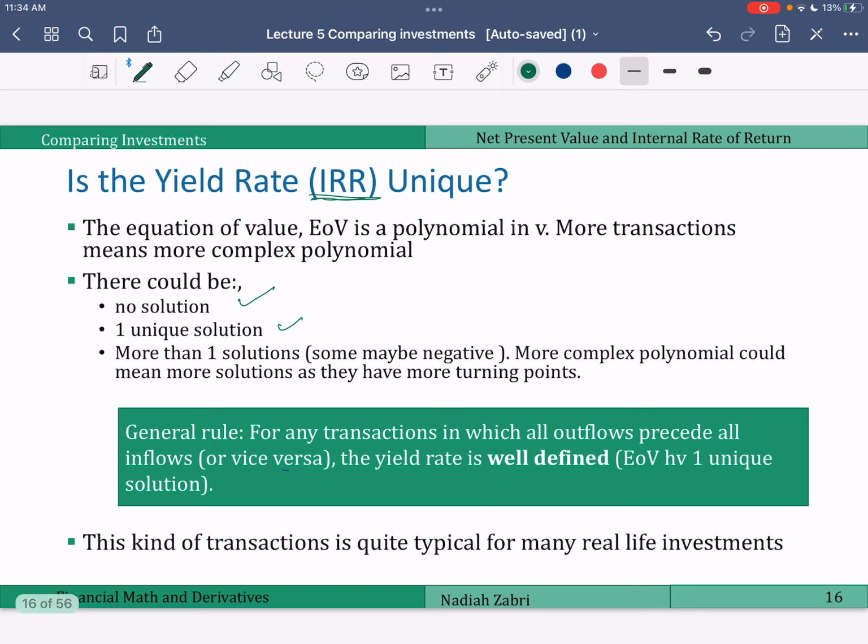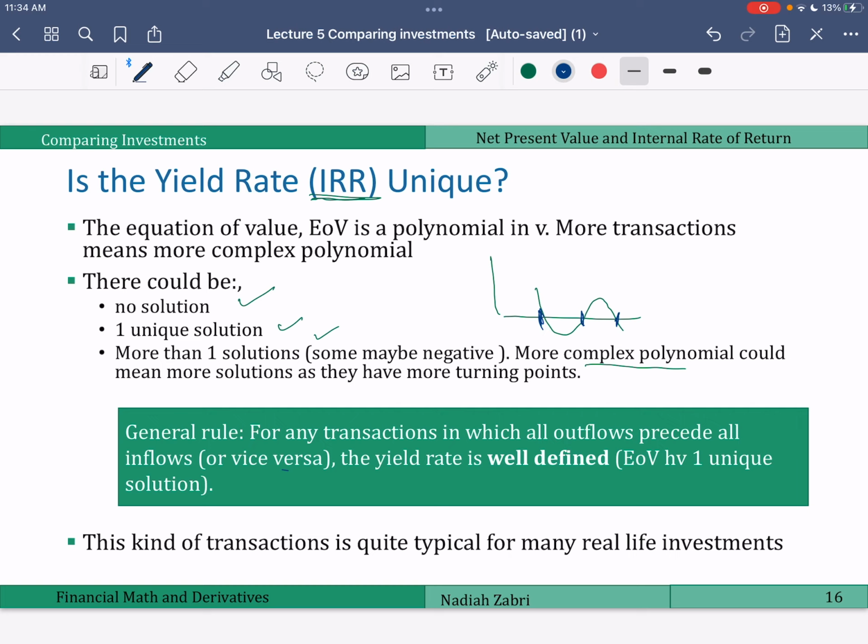And then there will be a situation where there is more than one solution, because it probably involves a more complex polynomial where there will be multiple turning points. Because of the multiple turning points, the intersection on the x-axis will be at multiple points. So here there will be 1, 2, and 3 points. So there will be 3 solutions for this project.